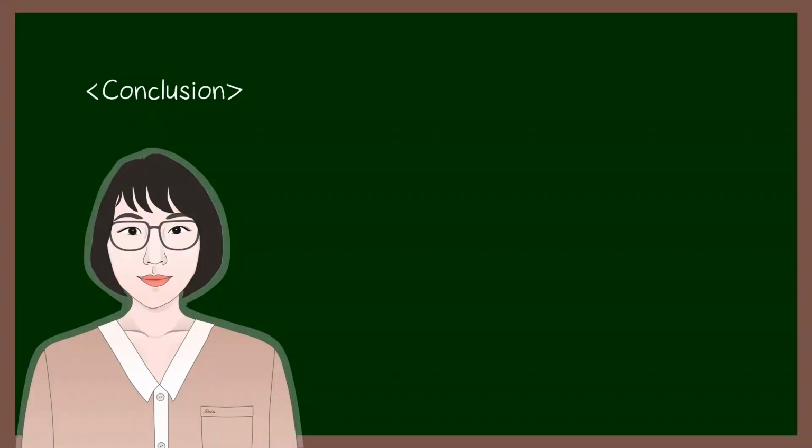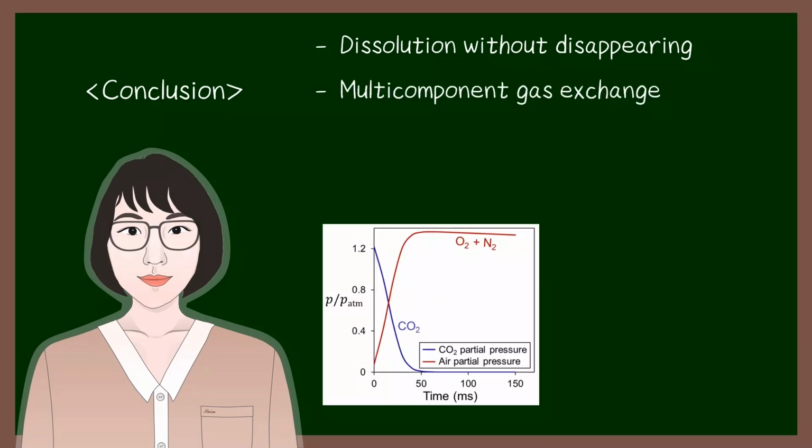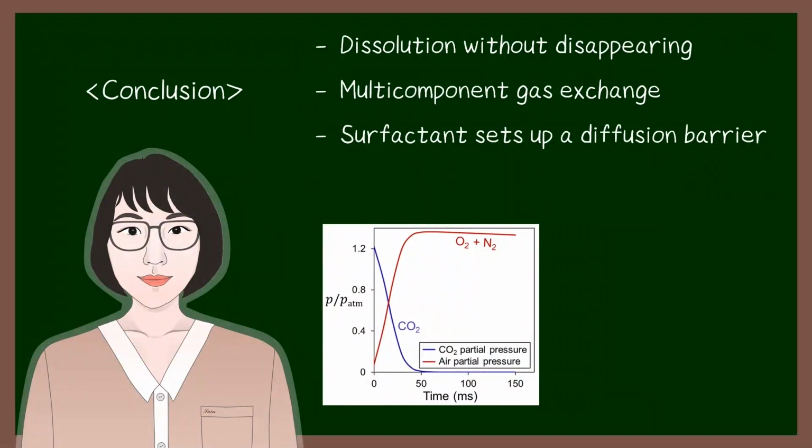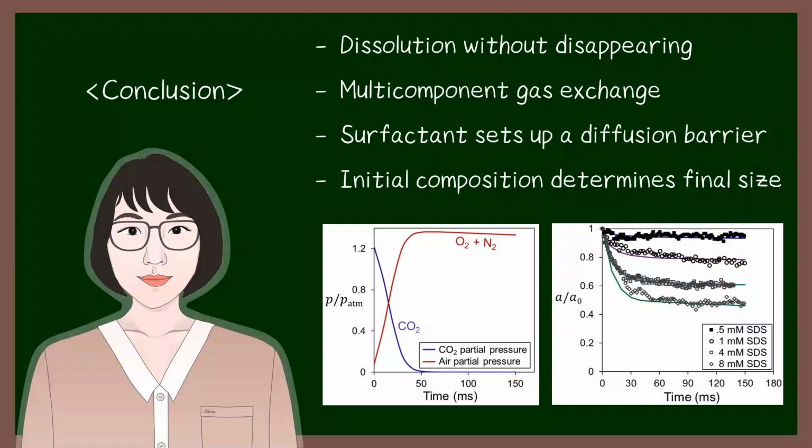To summarize this work, we started by observing non-disappearing CO2 bubbles in a microfluidic channel, and we were able to explain the main results using the multi-component gas exchange idea. We also figured out that surfactant molecules set up a diffusion barrier even at the bubble generation stage. Such a diffusion barrier controls the initial composition of the bubbles, which determines the final size of the bubbles.